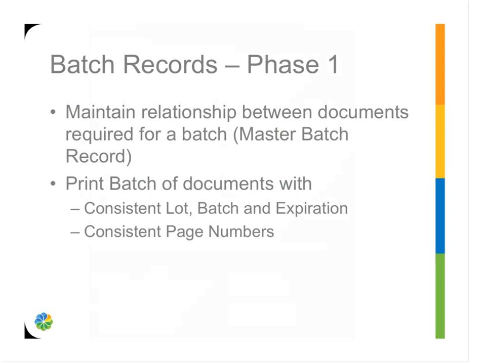So phase one of this project was to flip it on its head and say that we're going to make the SOPs the central document, and the SOPs are the drivers of this. And to maintain a relationship between these documents, what is called a master batch record, to describe and relate the individual SOPs together. And once we've collected those together, to print them and to automatically apply consistent lot number, batch number, expiration date, as well as consistent page numbers across the entire batch record.